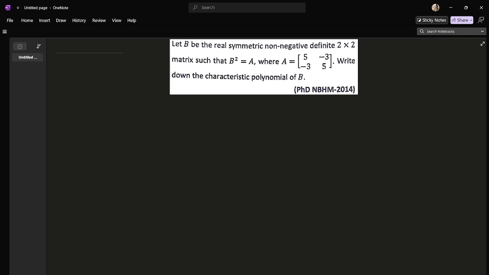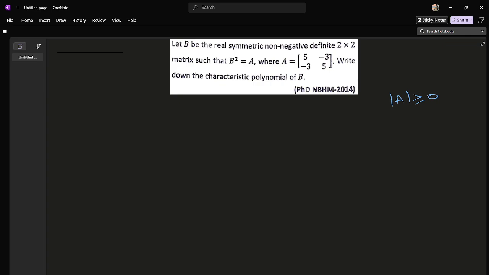2020-2014. So, the question tells us: let B be a real symmetric non-negative definite 2 cross 2 matrix, that means the determinant is greater than or equal to 0, such that B square is equal to A, where A is [5, -3; -3, 5]. We have to write down the characteristic polynomial of B.